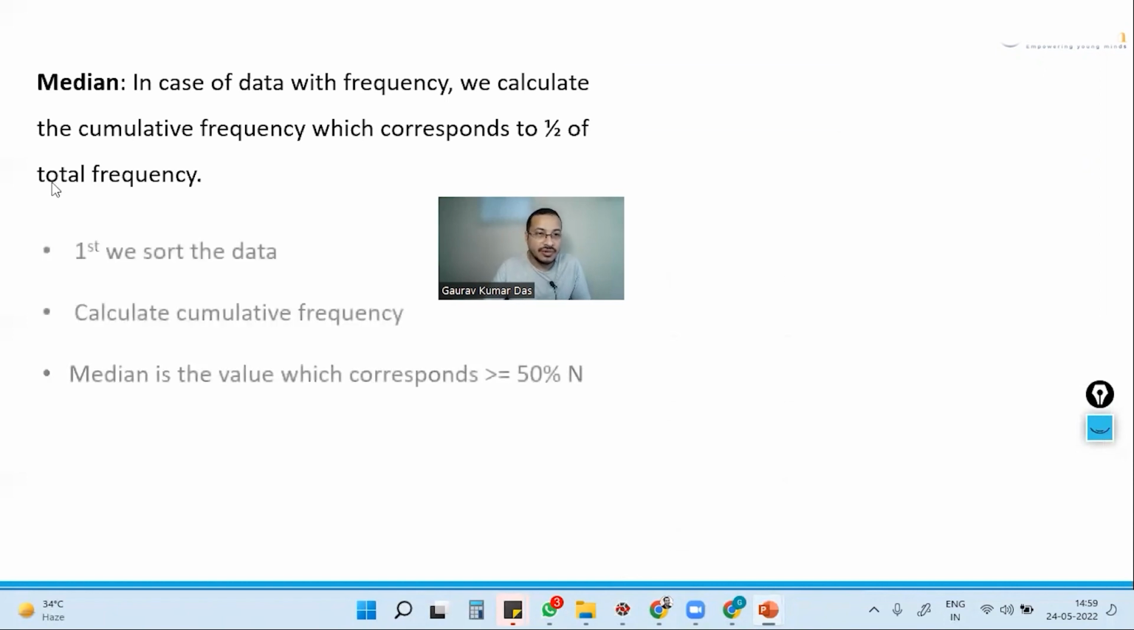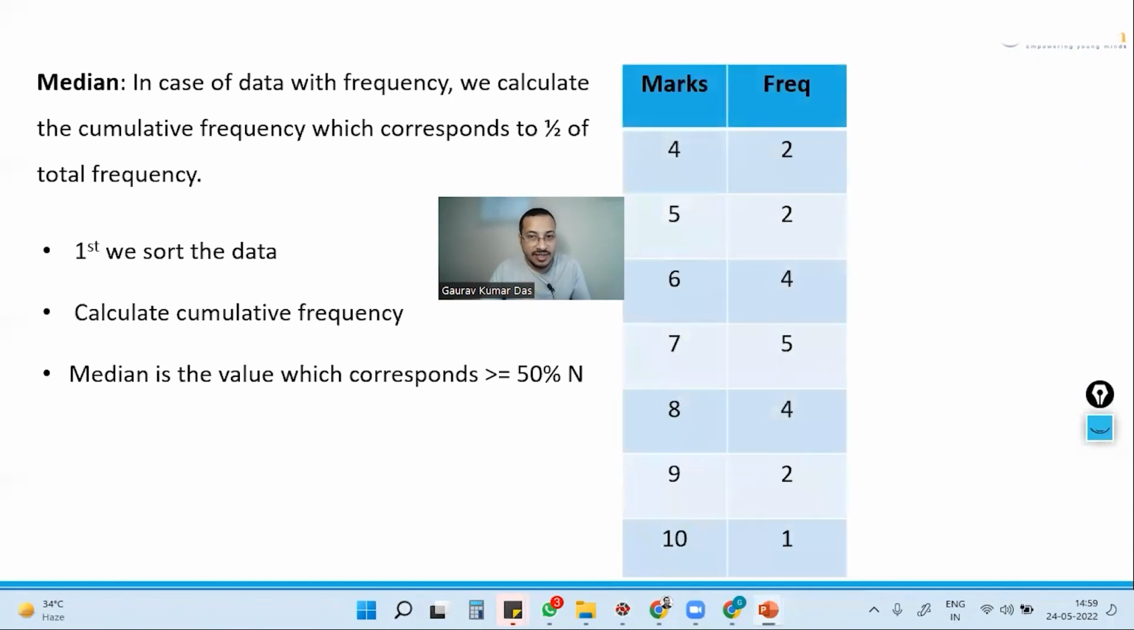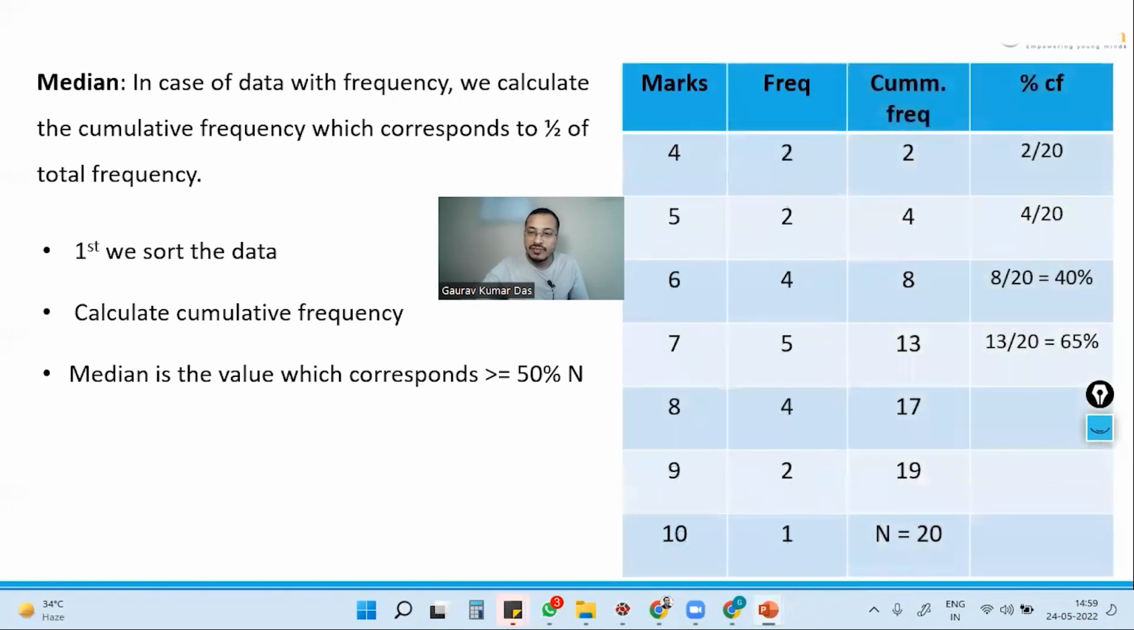So what are the steps involved? First, we sort the data, then we calculate the cumulative frequency. Median is that value which corresponds to the cumulative frequency which accounts for 50% of the total number of observations in my data set. So if I have a data set like marks and frequency, I'll calculate the frequency and the percentage cumulative frequency. Pay attention to the part which I'm teaching.